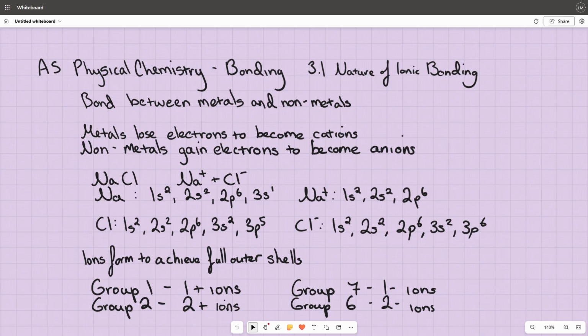So we can see this with group 1, which typically becomes 1+ ions, because that completes their outer shell, and it follows. So group 2 is 2+, and then on the other side, group 7 is 1-, and group 6 is 2-. This is because they want a full outer shell, so this either means tending towards 0, because that would mean the previous outer shell is full, or tending to 8, because that means the current outer shell is full.